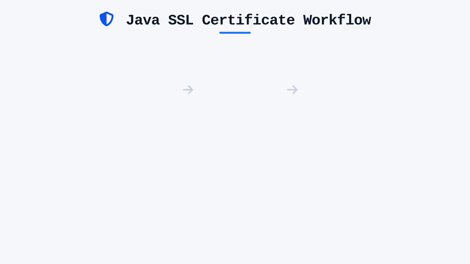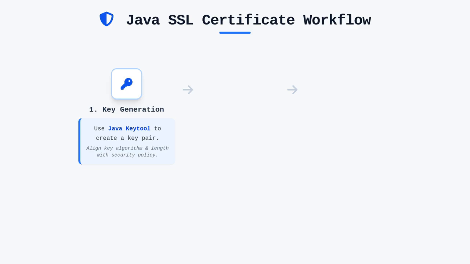The process begins by utilizing the Java keytool utility, a standard tool bundled with the JDK that provides the necessary primitives for cryptographic management. You will use this tool to generate a new key pair for your server instance, ensuring that you choose an appropriate key algorithm and length that aligns with your organization's security policy.